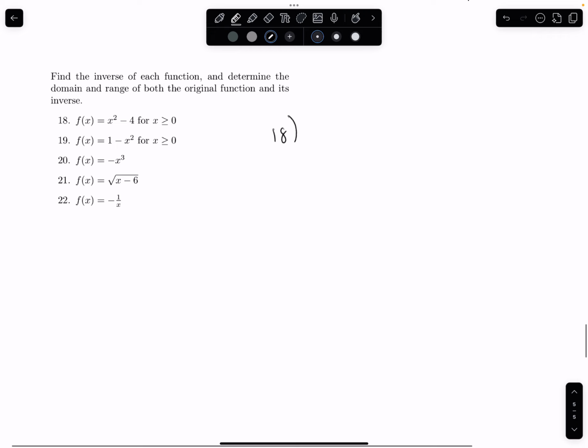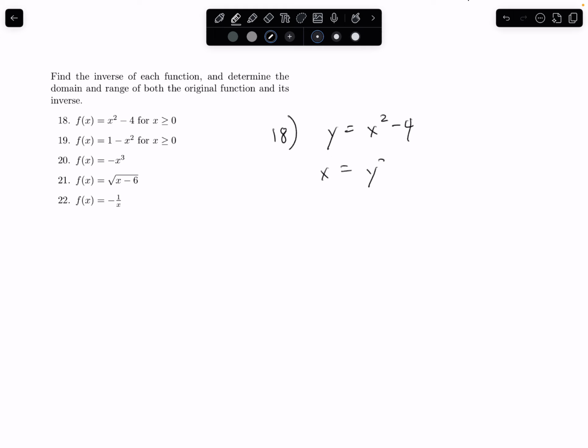So number 18 first. Okay, find the inverse first. It's for x bigger than or equal to 0. So that's the domain for f, right? So, okay, let's do this first. First step, where is y? Second step, exchange. So it's going to be x equal to y squared minus 4. Solve for y: x plus 4 equals y squared. y is equal to the square root of x plus 4.